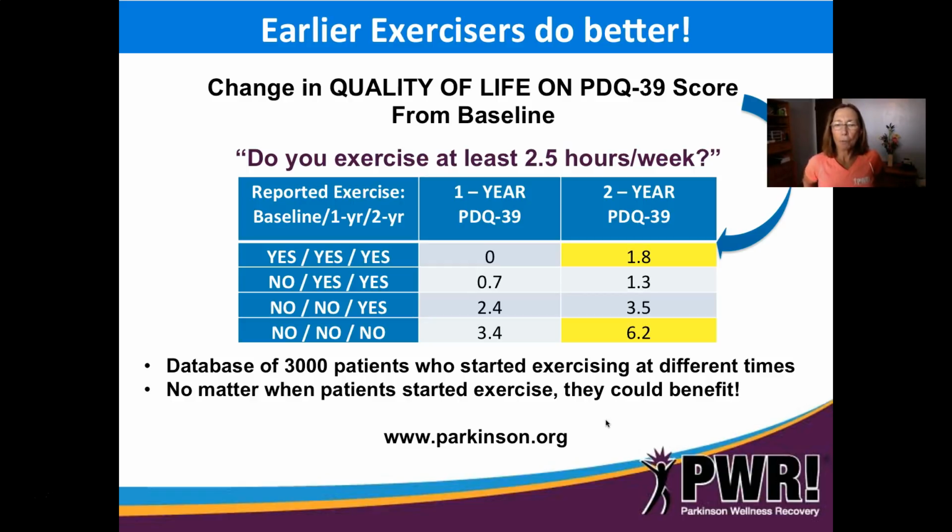So that score changed from 0 to 1.8, very minimal difference. If you look at the group that said, no, I don't exercise, I never want to, and the therapist couldn't talk them into it, year after year, their scores increased to 6.2 over 2 years. So they were doing worse on quality of life. And then you see in the middle, those are the two groups who changed their minds over the 2 years and did start exercising, and they were able to kind of catch up, right? Their scores were not as low as the group that said no, no, no.